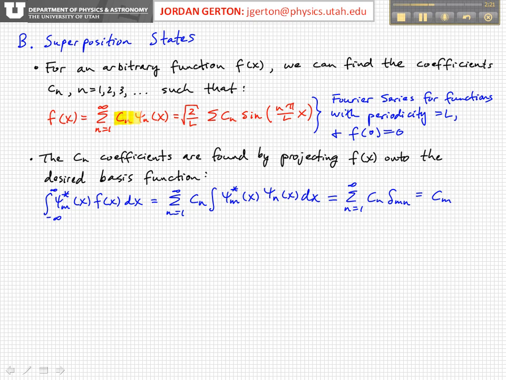Okay, and so the way that you find the coefficient c sub n for a particular arbitrary function f of x is that you project the function onto the desired basis state, and this is how we do projections in this context. Just like you project an arbitrary vector going off in a particular direction onto a particular direction, if you have an orthogonal set of axes, you can project that arbitrary vector onto a particular one of the axes basically by taking the dot product, the inner product. This is essentially the inner product for these wave functions.